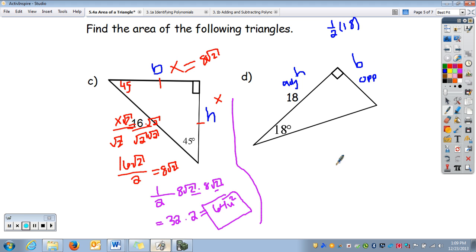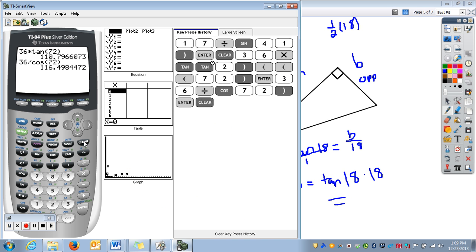We need to figure out what's the other number we're multiplying. So opposite over adjacent, that is tangent. So we're going to do tan of my angle, 18, equals my opposite side, which is B, over my adjacent side, which is 18. Cross multiply, we get B equals tan of 18 times 18. Alright. Use your calculator to figure that out. So tan of 18 times 18, or 18 times tan of 18, doesn't matter.